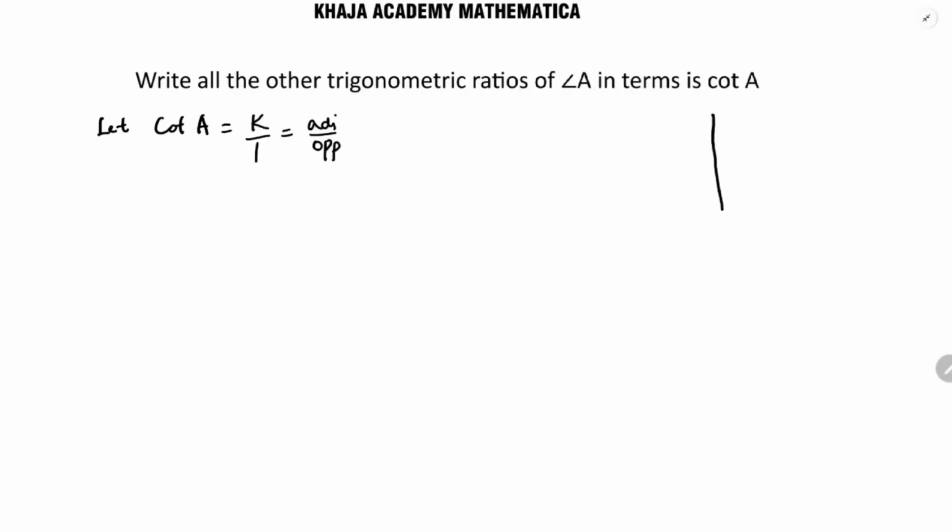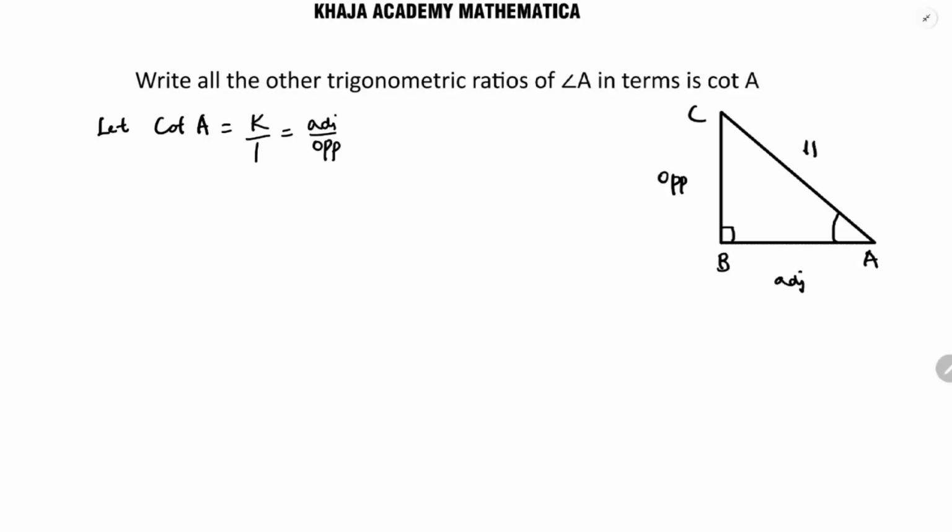So I'll take a right angle triangle, with angle at A and right angle at B, C here. BC will be opposite to angle A, AB will be adjacent to angle A, and AC is opposite to 90, the hypotenuse. Now I consider cot A as k by 1, adjacent is k, opposite is 1. So I need to find the hypotenuse, so I'll apply Pythagoras theorem.